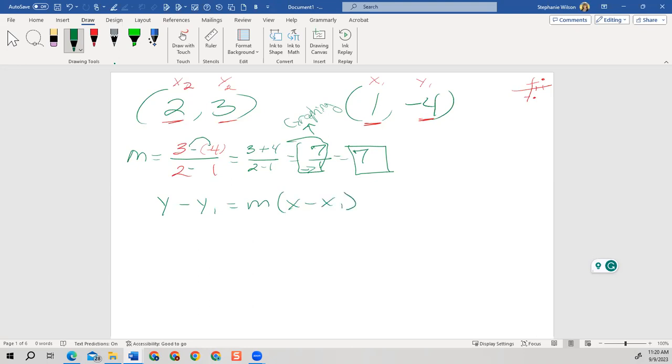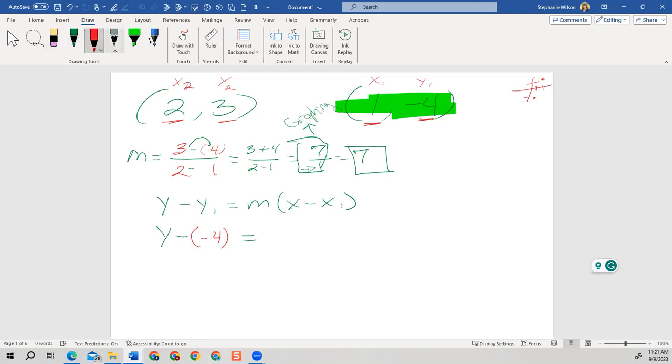So it doesn't matter which ordered pair you pick here to plug in. Just make sure whichever one you use, you use the same y and x from that same ordered pair, is what I'm trying to say. I'm going to choose this ordered pair. You could have chosen the other one. That's fine. So now I got y minus, from the ordered pair I'm picking, my y value is negative 4.